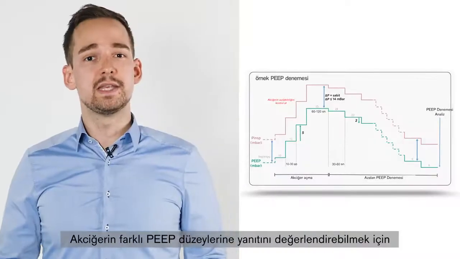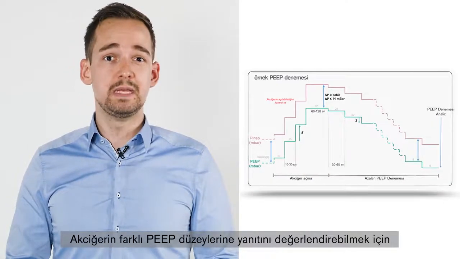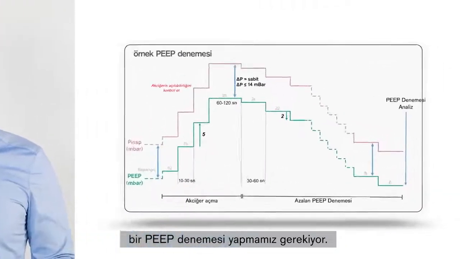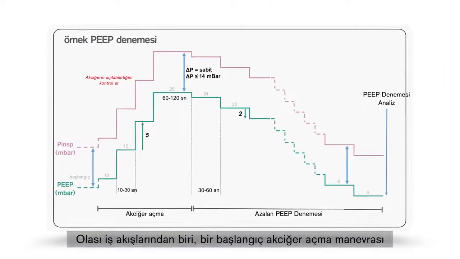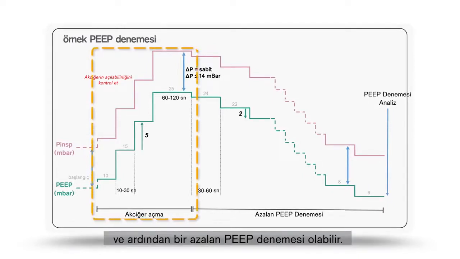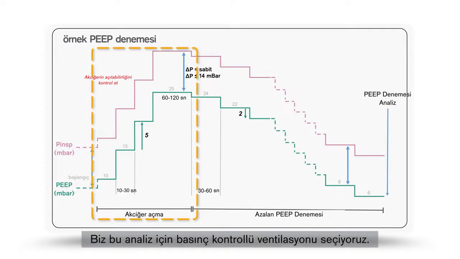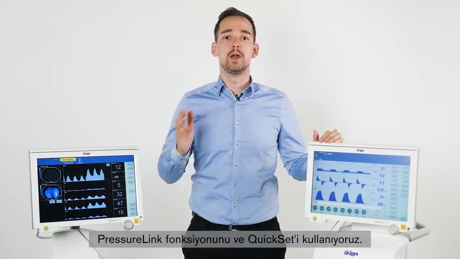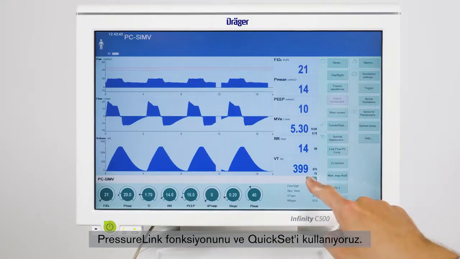In order to assess the lung's response to different PEEP levels, we need to perform a PEEP trial. One possible workflow could be an initial recruitment maneuver followed by a decremental PEEP trial. For this analysis, we choose pressure-controlled ventilation and use the function PressureLink and QuickSet.